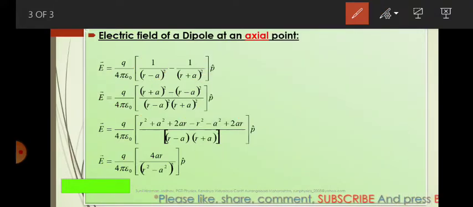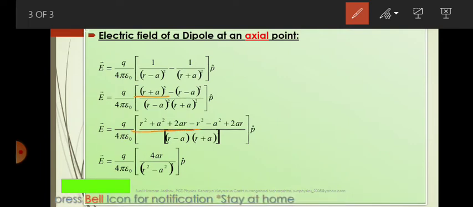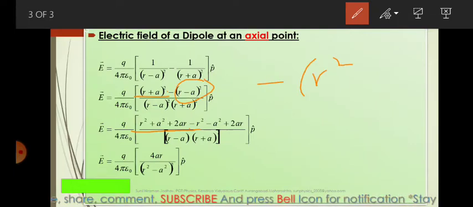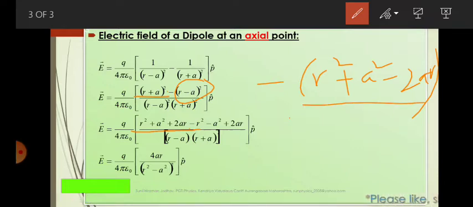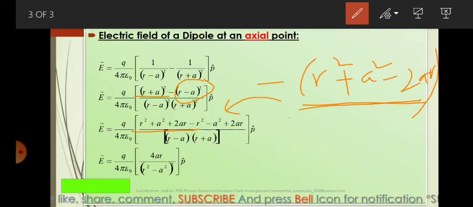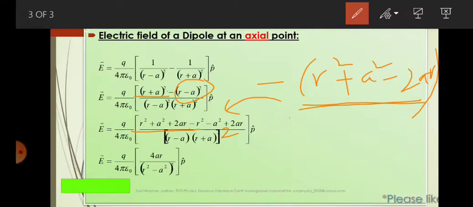Now further if you solve, this (r plus a) whole square can be written as r square plus a square plus 2ar, this minus sign as it is, then the expansion of this (r minus a) whole square. So it is minus r square plus a square minus 2ar, right? But if I multiply this minus with this bracket, then this turns to be minus r square minus a square, and this minus becomes plus 2ar, and here is a square. Basically it is there but it is not visible to you. Okay, now how is it coming?